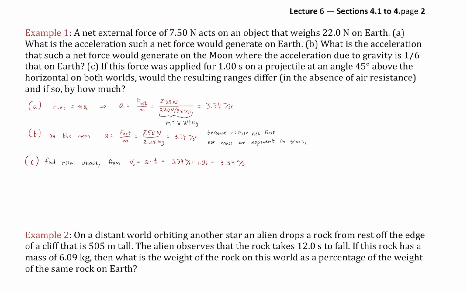Okay. So find the initial velocity: v0 equals at. So we'll take the 3.34 meters per second squared that we found was independent of where we were, multiplied by the 1 second to get our final velocity. And this is just using kinematics. Okay? So then we're going to use the range formula for level ground because we're asked about a projectile that was angled at 45 degrees above the horizontal, right? And then it's shot a certain distance. How far does it go?